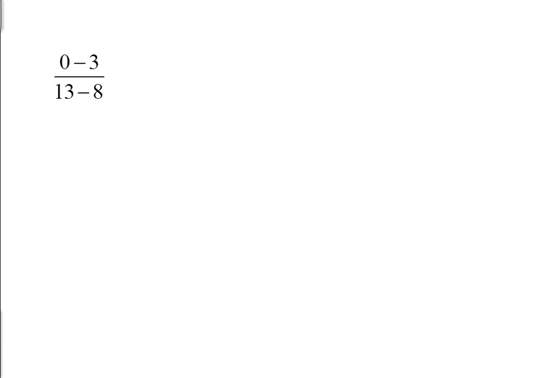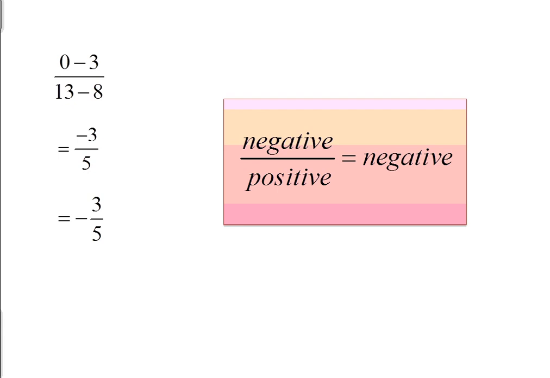Another example here. We have 0 minus 3 over 13 minus 8. Our numerator reduces to negative 3 and our denominator to 5. This is very similar to the previous example where we had a positive over a negative, making it a negative. In this case, we have a negative over a positive, which results in a negative fraction.